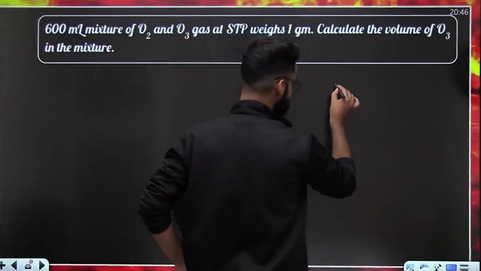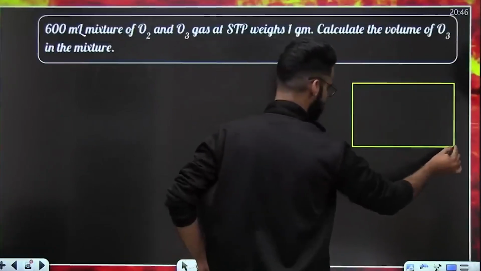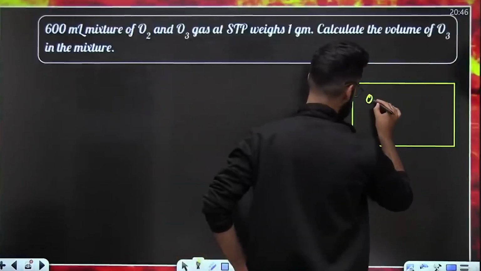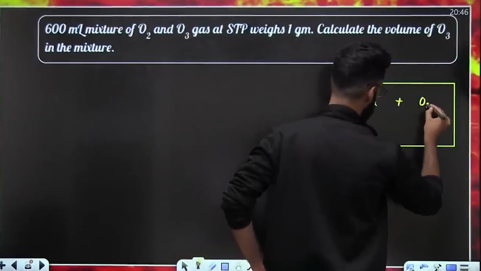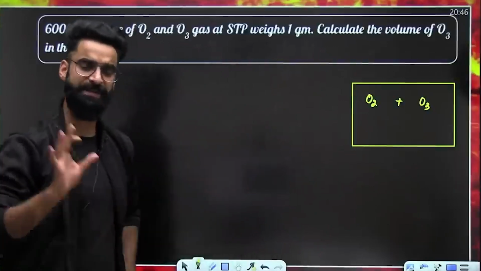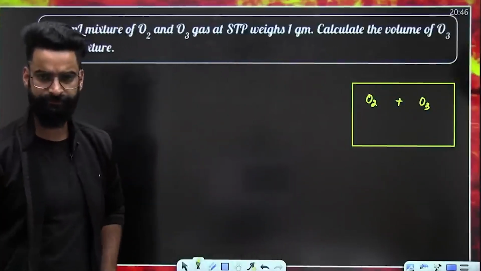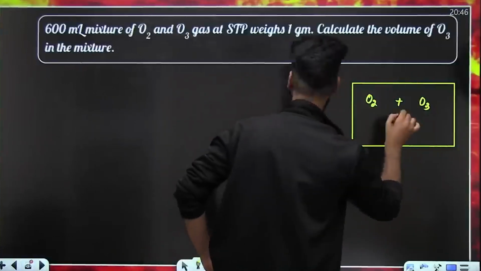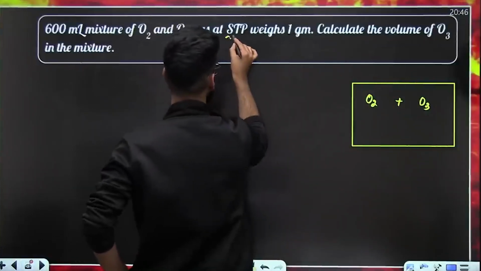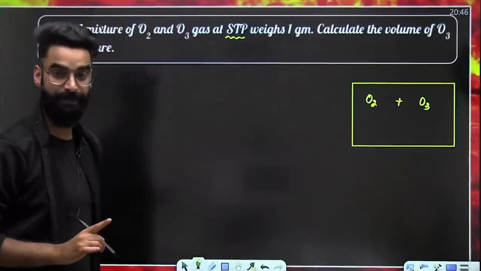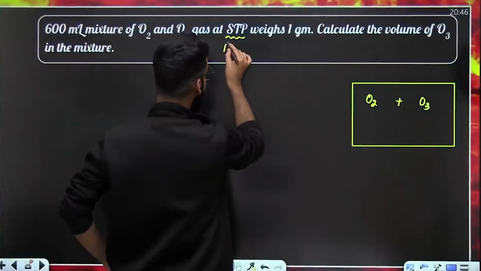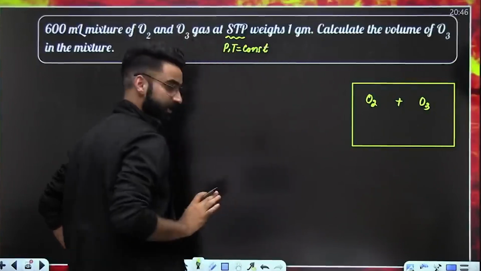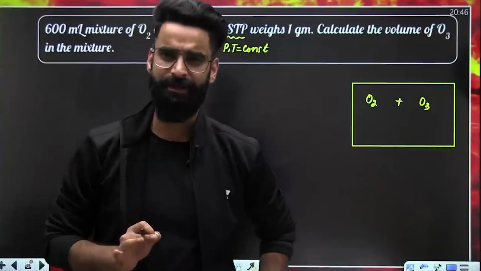As far as the question is concerned, imagine that this is a container, and in this container we have got two gases. One is your O2 gas, one more is ozone. These are the two gases present as per the question. Now, my dear students, the gaseous mixture is present at STP. What does that mean? That means the pressure and temperature of the mixture are kept constant.